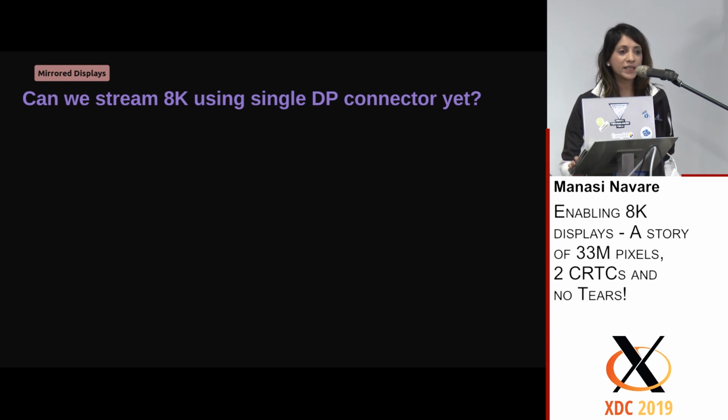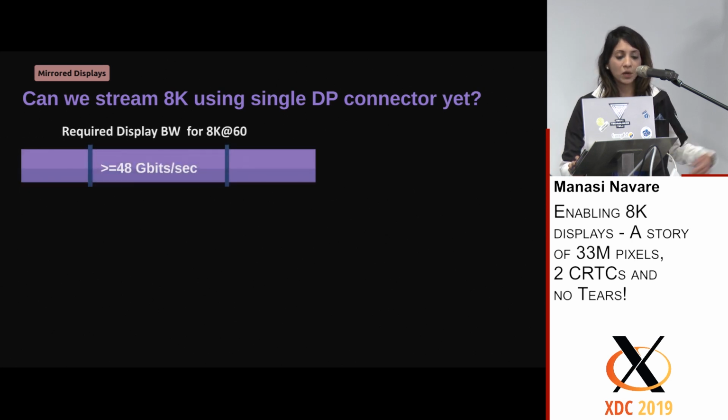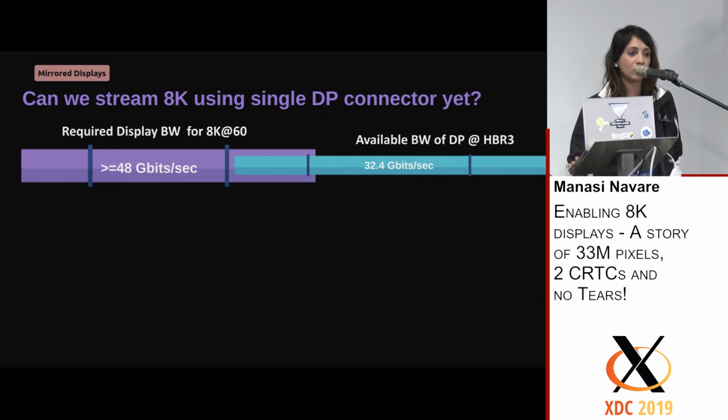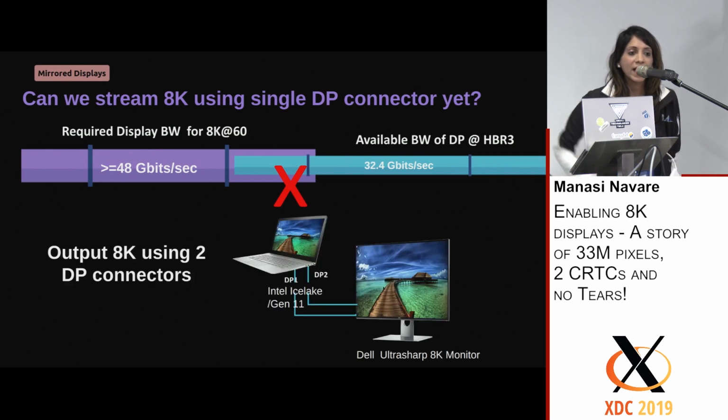So is that really enough to do 8K streaming over a single DP connector yet? Clearly no, because the required bandwidth, as I said, is 48 gigabits per second. That's for 60 frames per second. But for applications like VR, you could require more, upwards of 48 gigabits per second. And what we have is only 32.4 gigabits per second. So no go there. So what we have currently in the market is this Dell 8K monitor that can do 8K using two DisplayPort connectors. And this is how the setup looks.